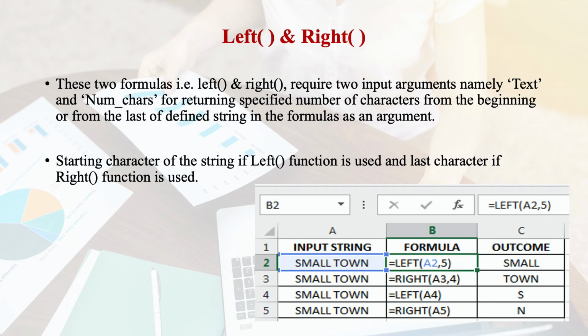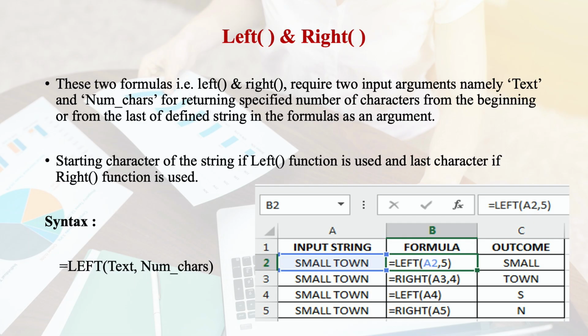Apart from this, if I use the formula equal to right, with position A2 and pass the value 4, then it will return the last 4 characters, that is 4 characters from the rightmost of the string. That means the town section will be returned from the formula.